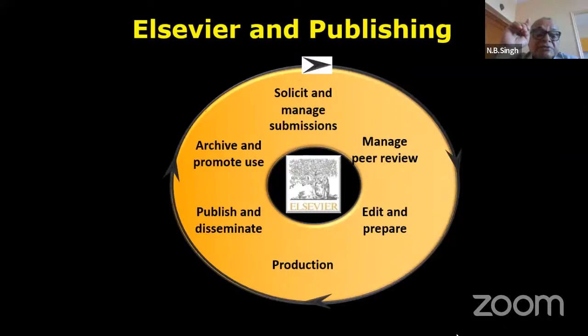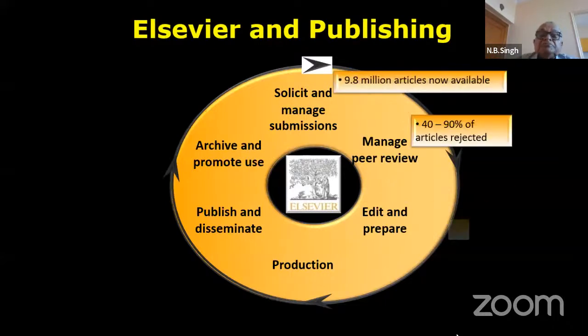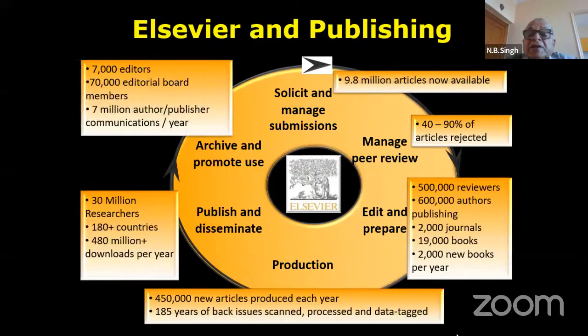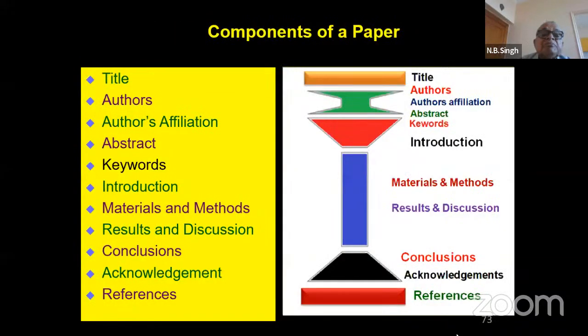Solicit and manage submission, archive and promote use, publish and disseminate, production, edit and prepare. And you see how many: 9.8 million articles now available, 7,000 editors, 30 million researchers, 5 lakh reviewers, 450,000 new articles produced each year. So you can see that Elsevier is the biggest publisher.